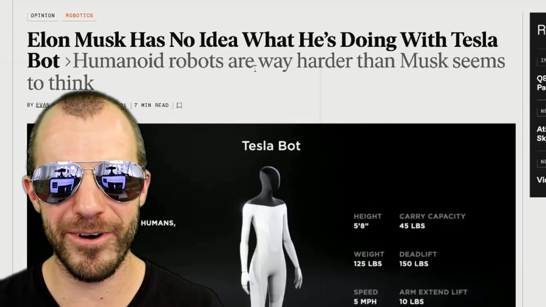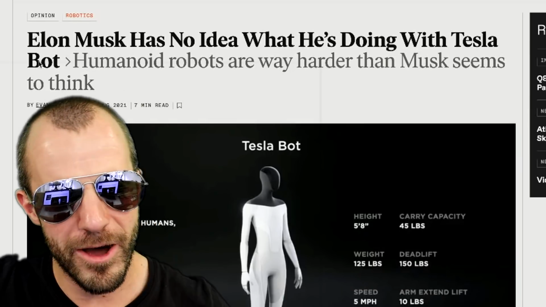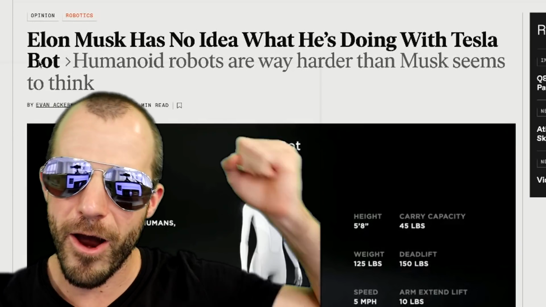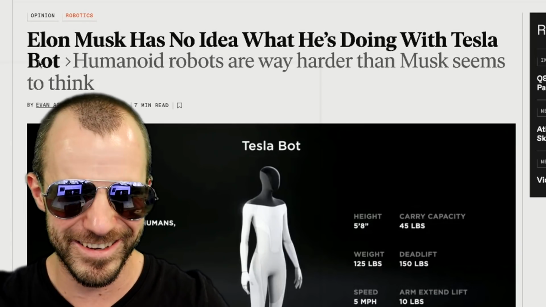But I've come to think that Musk sometimes does things just to provoke exactly the reactions that we're getting. Elon Musk has no idea what he's doing with Tesla Bot. Humanoid robots are way harder than Musk seems to think. Sometimes I wonder if he's like, what if I just tell them I'm going to build a robot in a year?